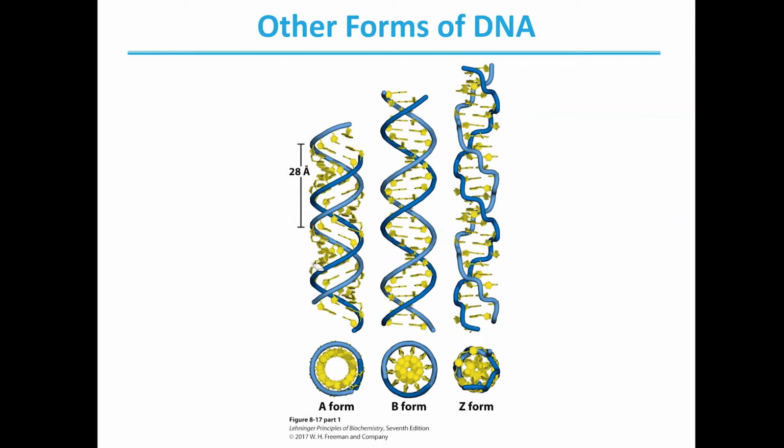Z form has a variety of differences between A and B form. You can see its rotation is actually the opposite. So it is left-handed instead of right-handed. And the binding that is occurring and the amount of nucleotides within a span is also very different.